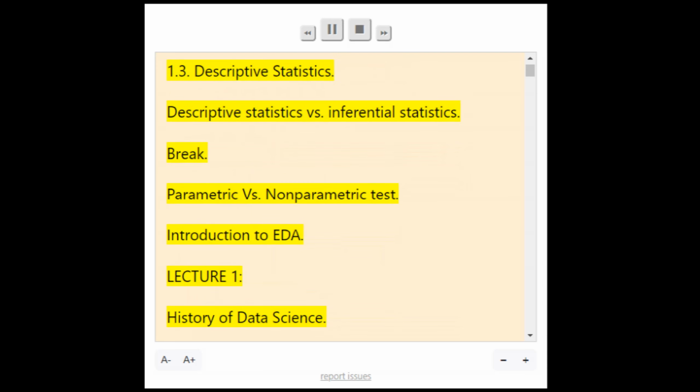1.3 Descriptive statistics. Descriptive statistics versus inferential statistics. Break. Parametric versus non-parametric test. Introduction to EDA. Lecture 1.